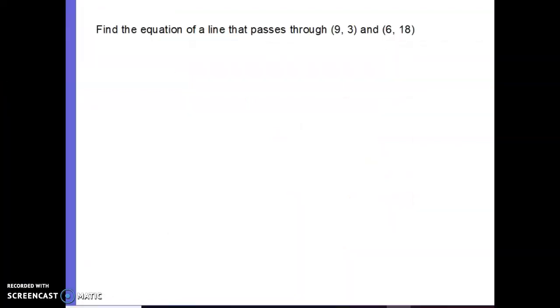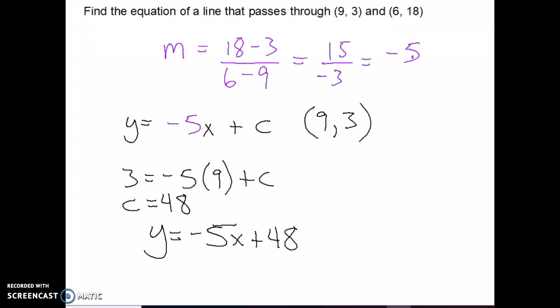Try this one on your own. Remember, step number 1, find the gradient. Step 2, substitute a point in and solve for the y-intercept. Step 3, write the equation with the gradient and the y-intercept. Please pause the video and do it on your own. The solution is below. So please check the steps if you're having difficulty, and make sure that you know how to find the equation of a line from 2 points.